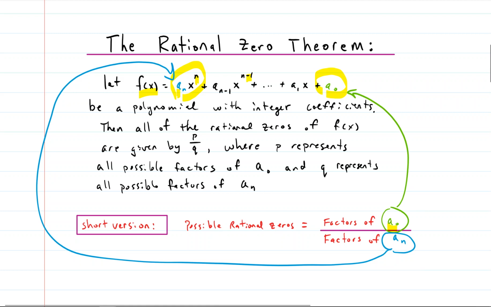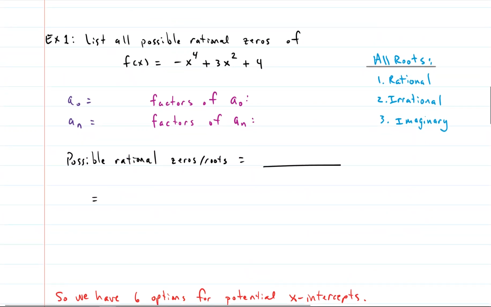So again, these are not all the zeros of the polynomial. There still could be irrational or imaginary zeros. But from this list that we create, from all of these in the pink circle, the factors of the constant term over the factors of the leading coefficient, that creates this list. And from that list, we know that all the rational zeros exist. So not everyone in this list is a rational zero, but all the rational zeros exist in this list. So let's do an example to kind of solidify this.